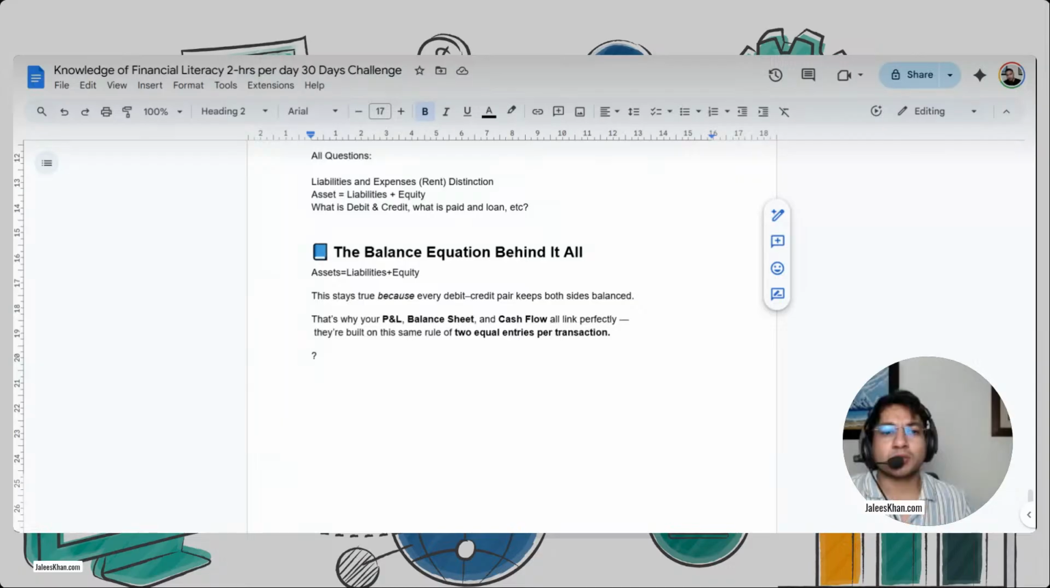Okay. So now the equation question, which is: I'm unable to understand how the assets and liabilities plus equity get balanced with respect to the debit and credit pair. So we will explore that part now, which is here.